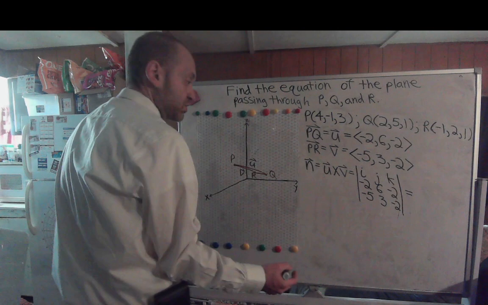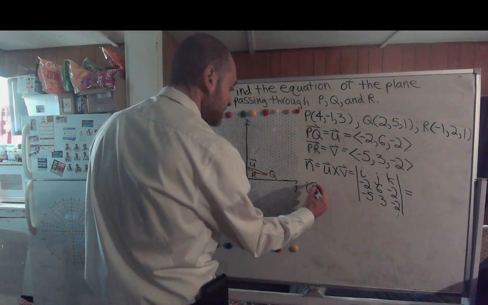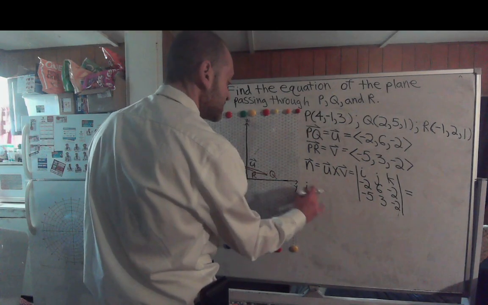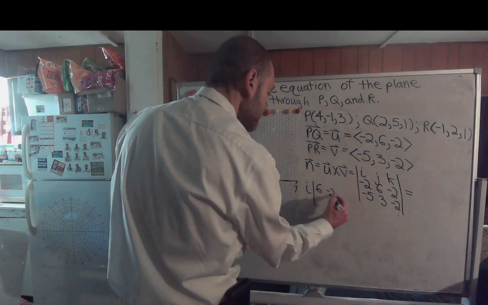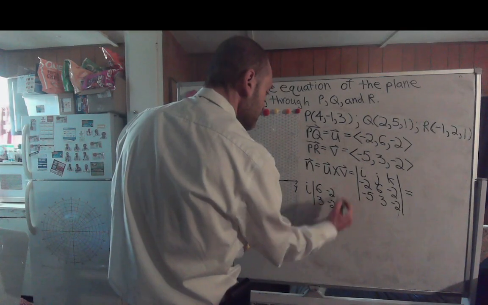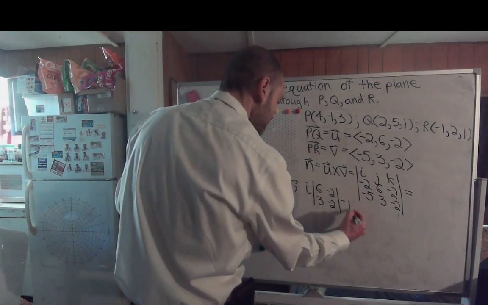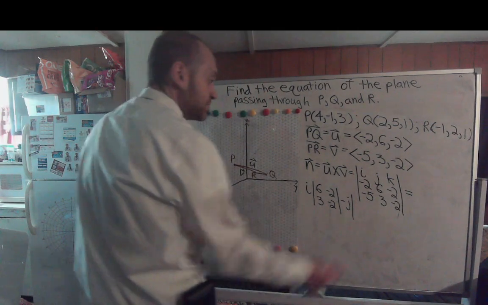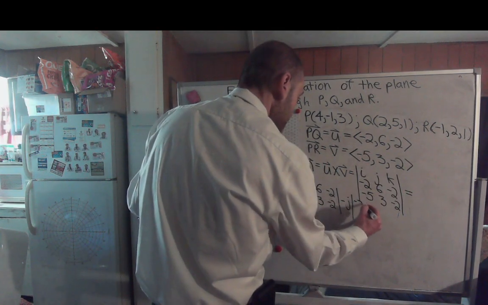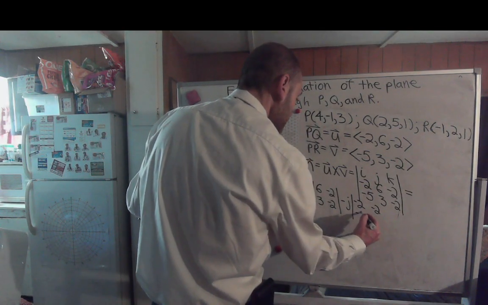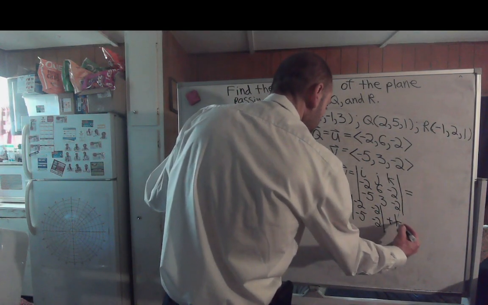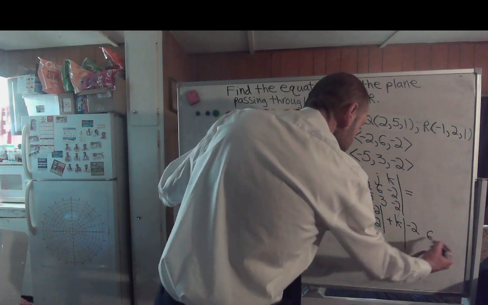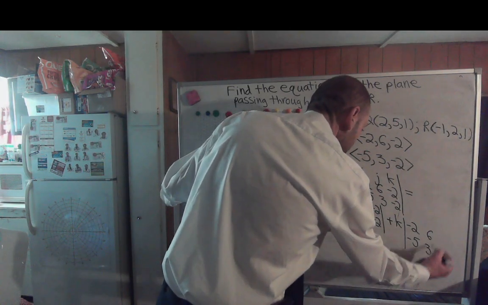So let's go ahead and start doing the determinant work. You'll have I times the resulting 2 by 2 determinant of 6, negative 2, 3, negative 2, minus J times negative 2, negative 2, negative 5, negative 2, plus K times negative 2, 6, negative 5, 3.